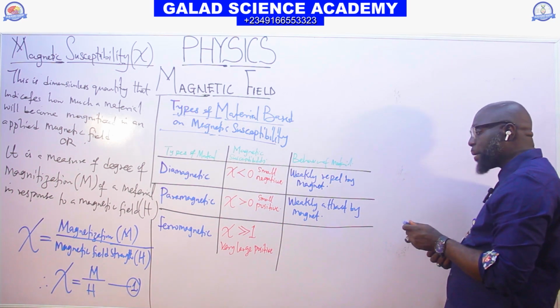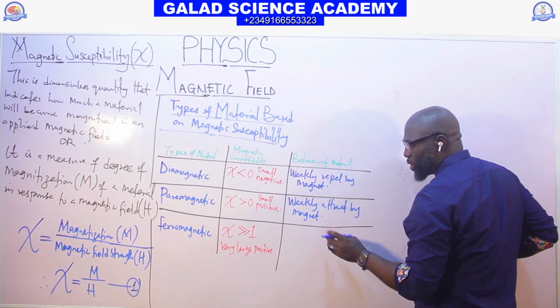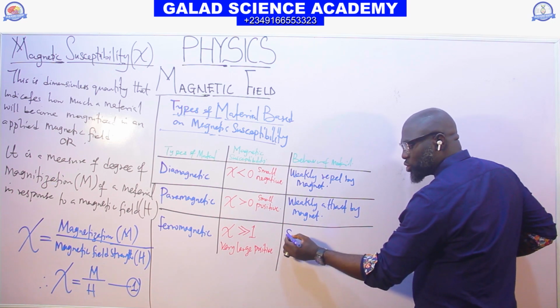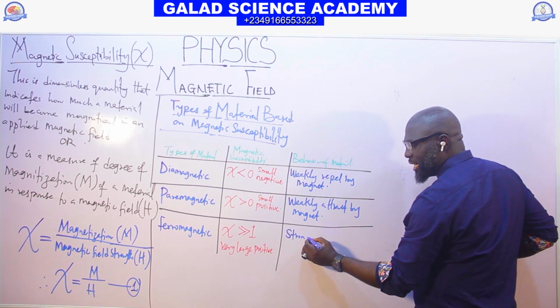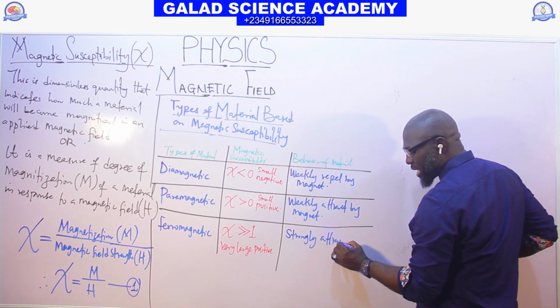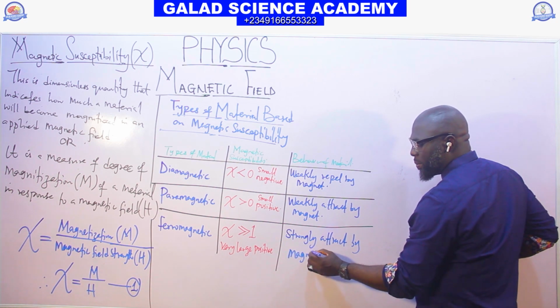So, what happened to the behavior of the material to the magnet? This one is weakly attracted by magnet. This one is strongly attracted by magnets.